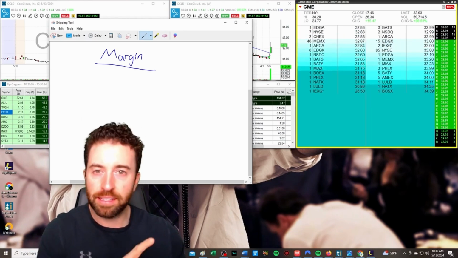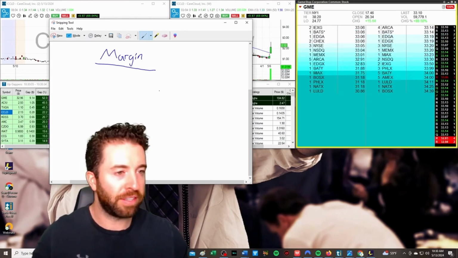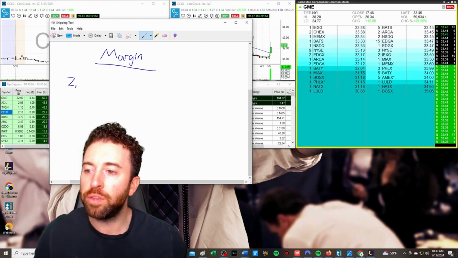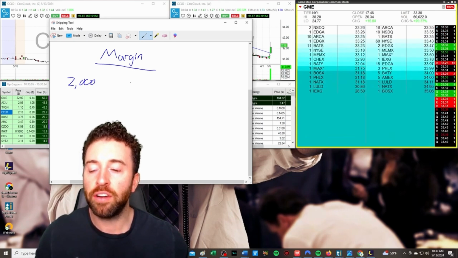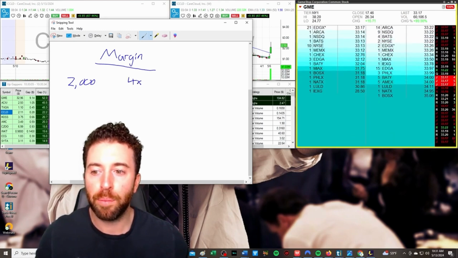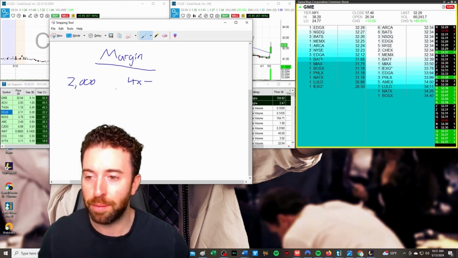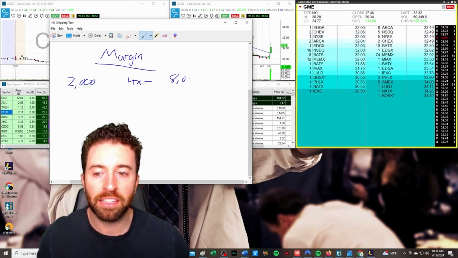So when you set up your account on Lightspeed, or on any other broker that you may have, guess what? You invest $2,000 in on this play. You are now going to have 4 times your buying power over on Lightspeed. So this is the beautiful thing that you guys are going to be very excited about. You now have $8,000 that you can trade.